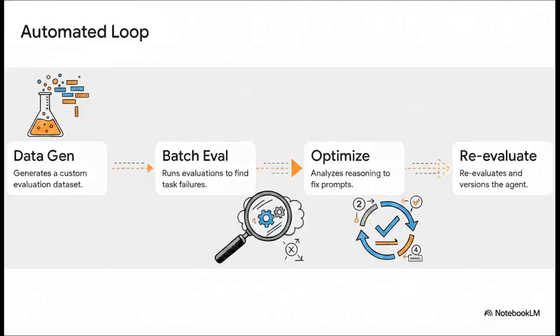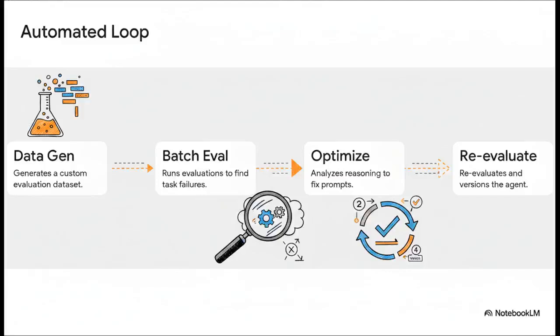You turn the coding agent loose, and step 1, it generates its own custom, highly challenging test data based entirely on your unique instructions. Step 2, it automatically runs a massive batch evaluation against that data to pinpoint exactly where your travel agent is failing. Step 3, and this is the absolute best part, it deeply analyzes the reasoning behind that failure, and it actually rewrites and optimizes your system prompt for you.